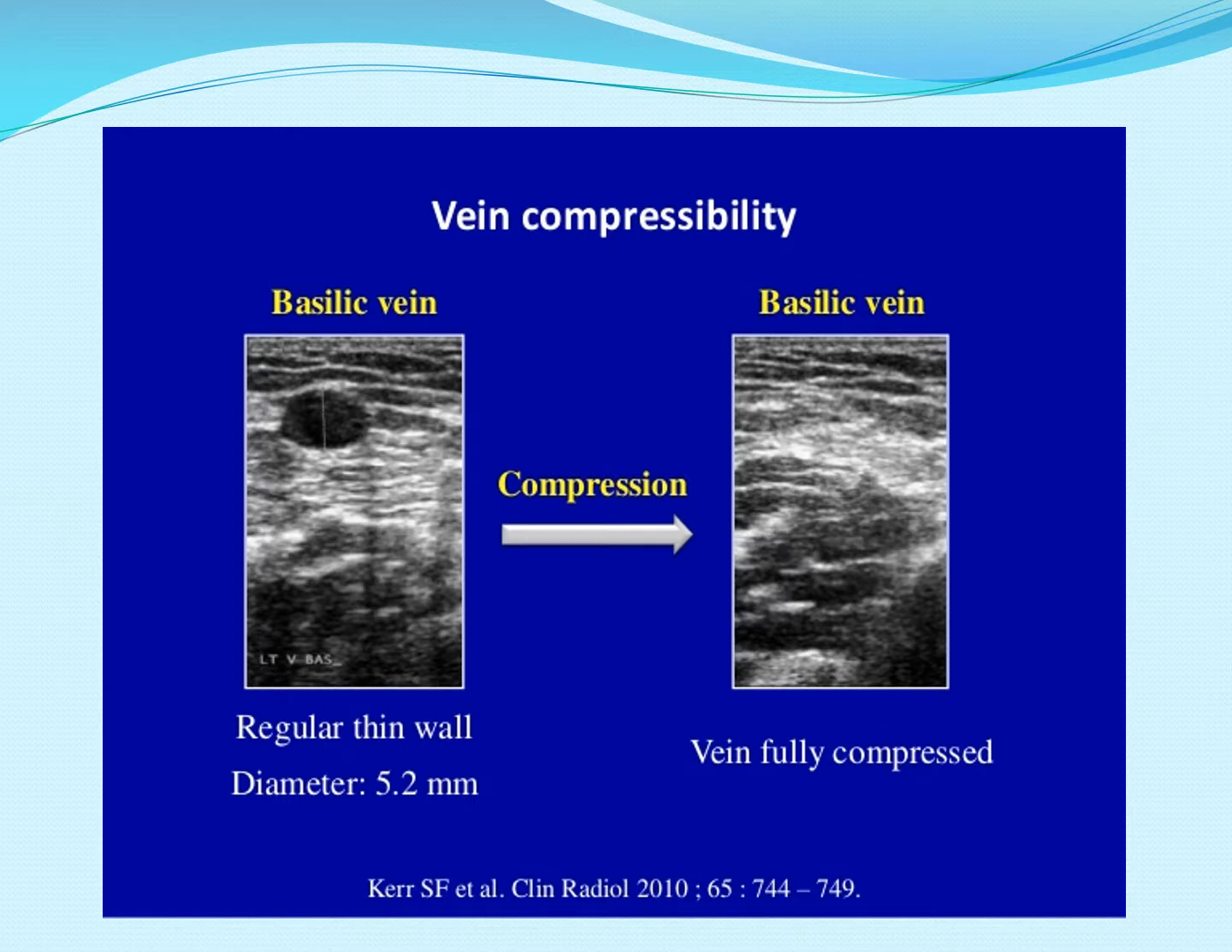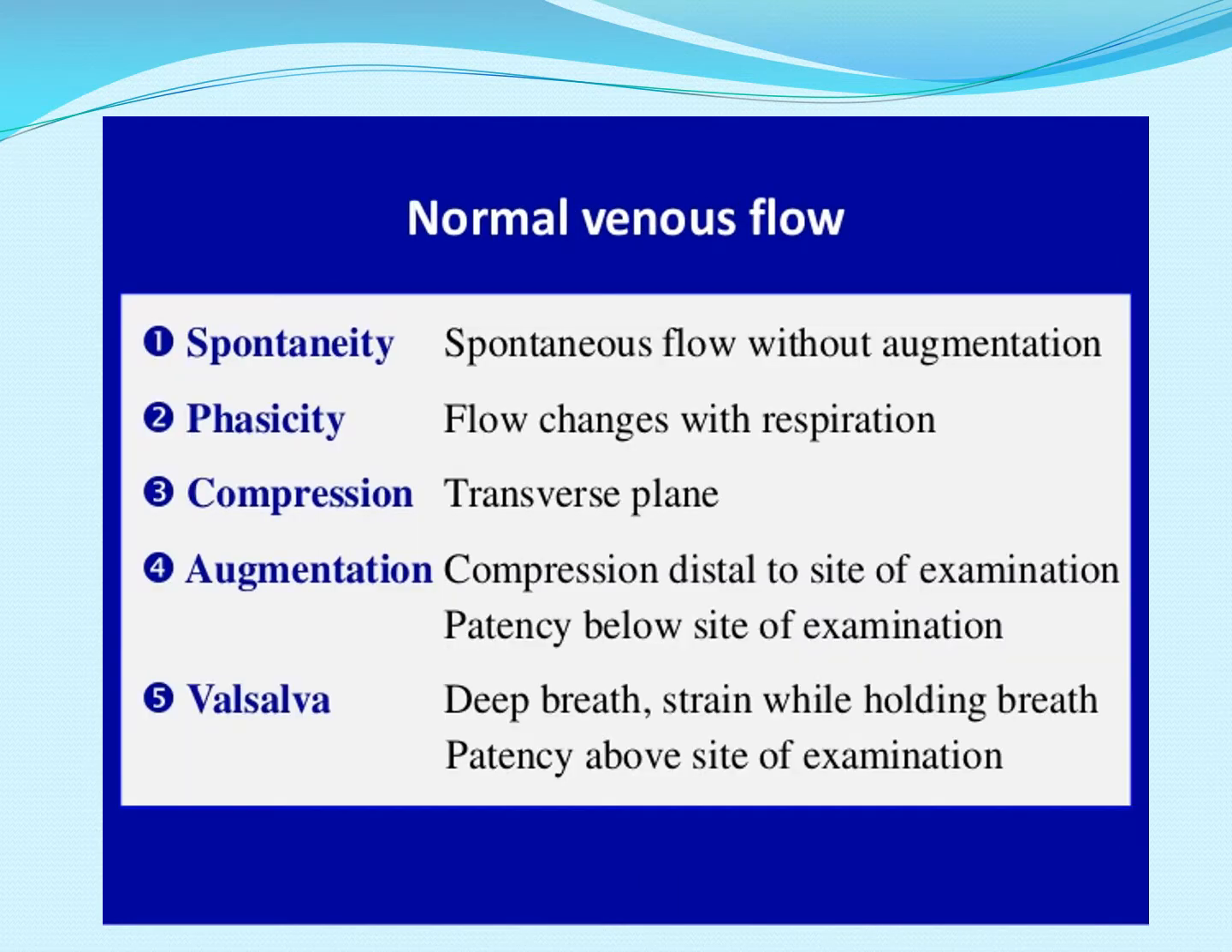Vein compressibility. This is an example of your basilic vein, and the basilic vein gets compressed and it disappears. Normal venous flow.